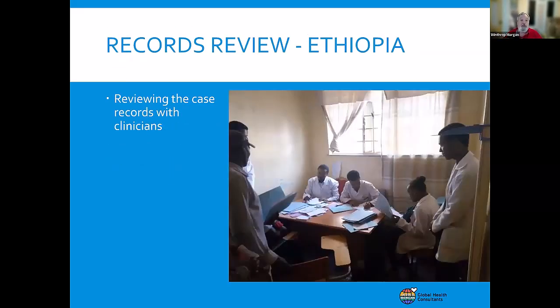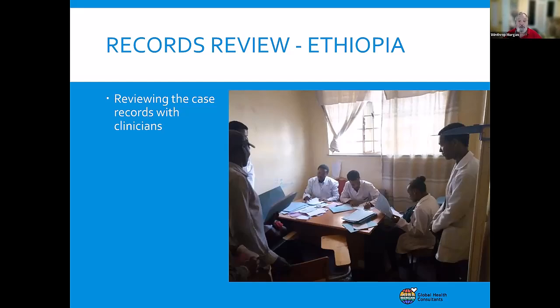So when you're doing your record reviews, this is us in Ethiopia. You can see that everyone is going through the records, and that we didn't do it ourselves, but we encouraged the clinicians we were working with to go through the records and share those with us, so that they took ownership of the actual study that was going on.